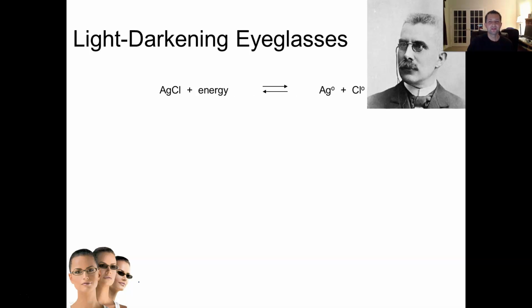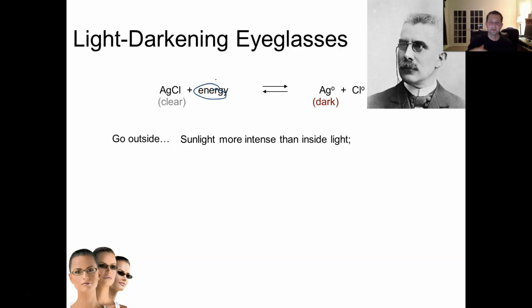It's really neat. So the glasses themselves are pretty complicated, but you have basically two components here. You have a silver chloride component that's clear, and an actual silver metal component that's dark. And energy is on the reactant side. So we have an endothermic process for this. So when you go outside, the sunlight is more intense than the inside light. So that's actually an increase in energy. Okay, if you increase the energy, the reaction is going to try to shift in the direction where that energy is used up. Okay, so the energy from outside increases, right?